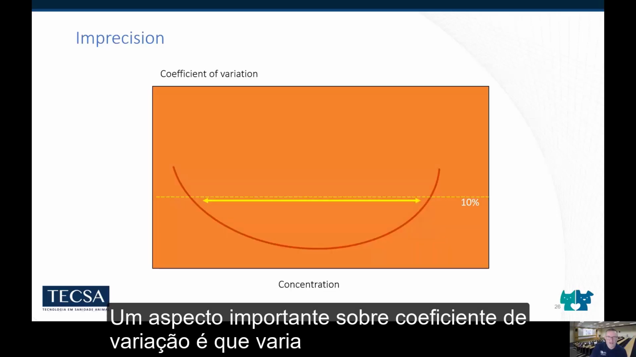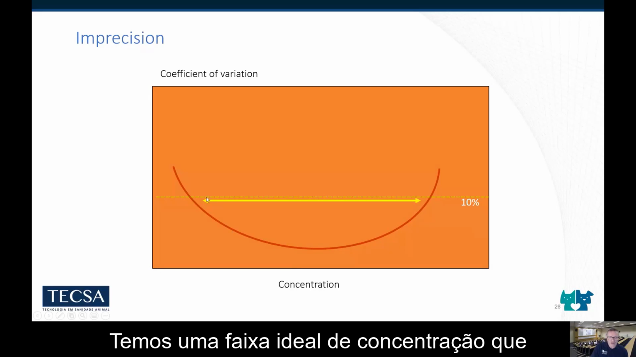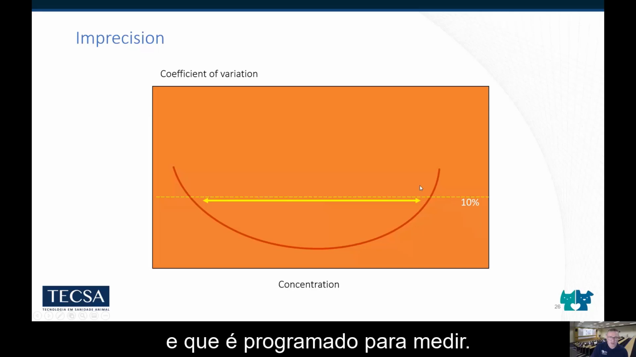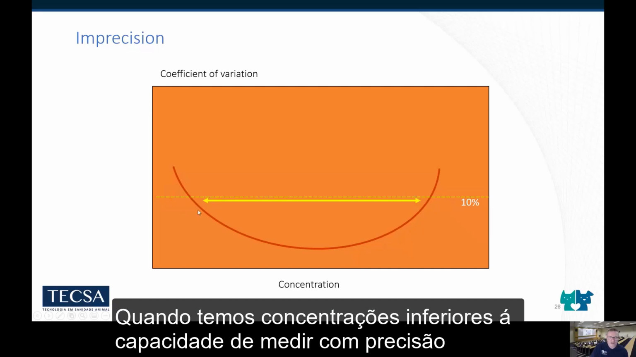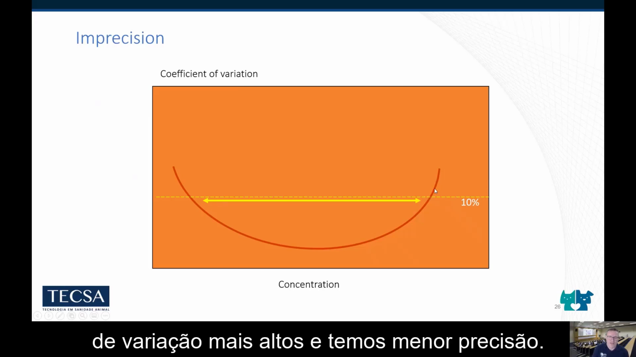One of the things to bear in mind about coefficient of variation is it will vary according to the concentration. So there'll be an ideal range of concentration that the cortisol assay is capable of measuring and is designed to measure. And once we start getting to concentrations that are lower than its capability or higher than its capability, we'll start seeing higher coefficients of variation. We'll see less precision.